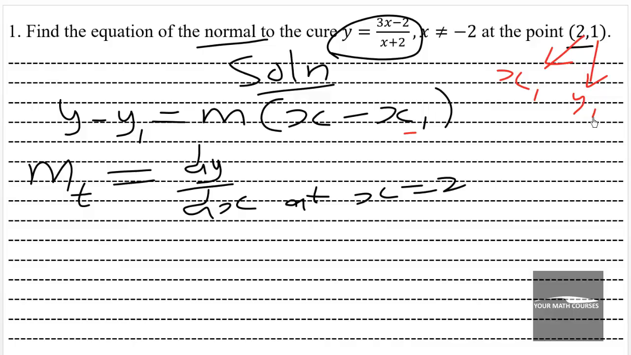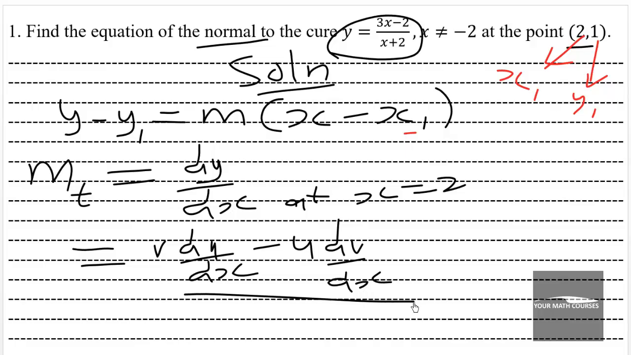So we can now differentiate (3x minus 2) over (x plus 2). We are going to use the quotient rule. So let's do that. Remember the quotient rule: v du/dx minus u dv/dx, all over v squared. So we will let u be equal to 3x minus 2.